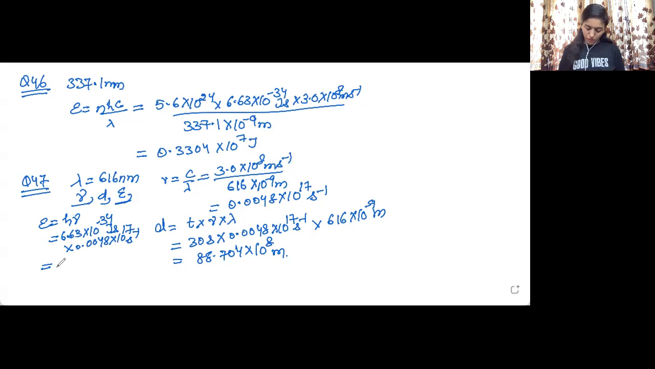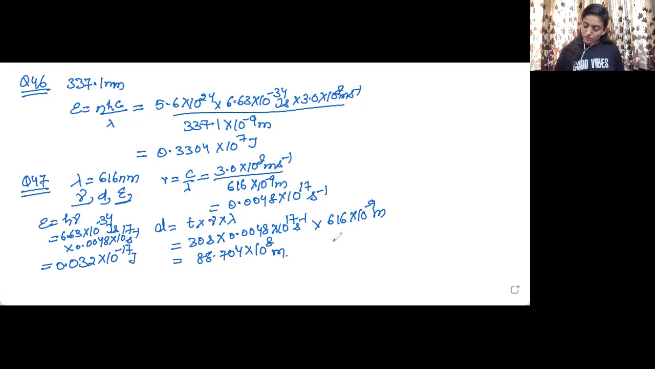So it is coming out to be equal to 0.032 into 10 raised to the power minus 17 joule. So this will be the energy of one photon or one quantum. Okay. Last part is we need to find out the number of quanta.